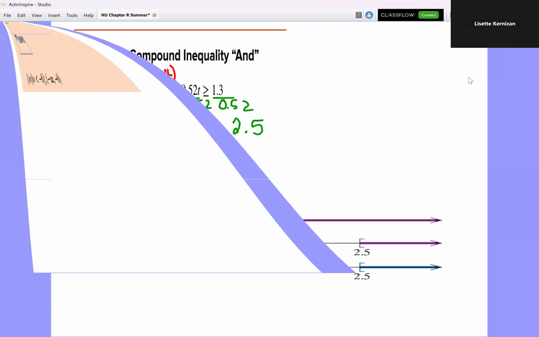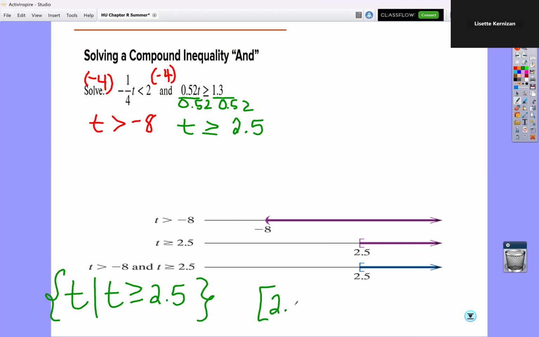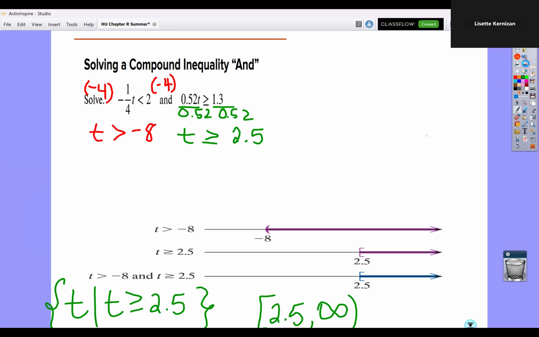So again, I'll go back. I don't believe I did that here. So you can say t such that t is greater than or equal to 2.5. Or you can say from 2.5 to infinity for interval notation. All right.